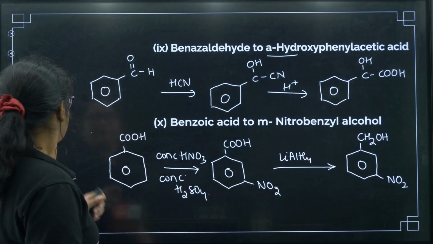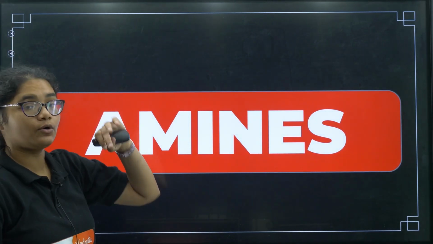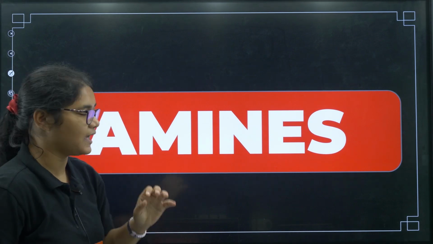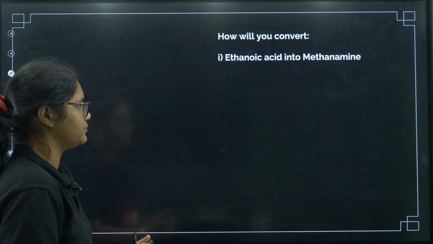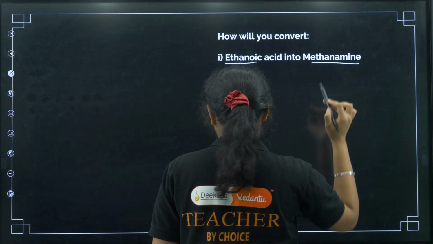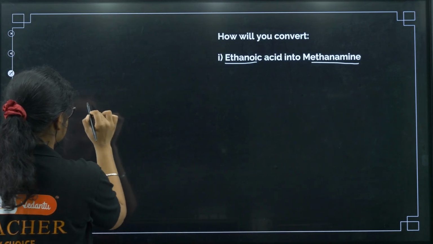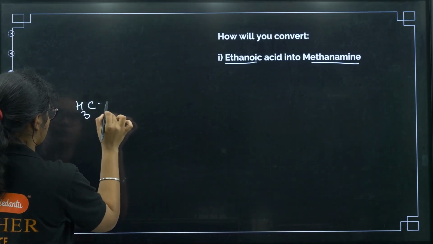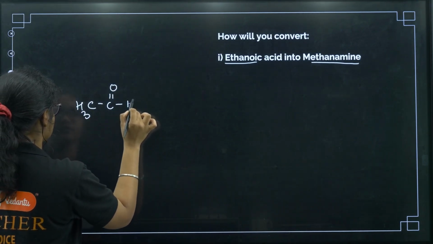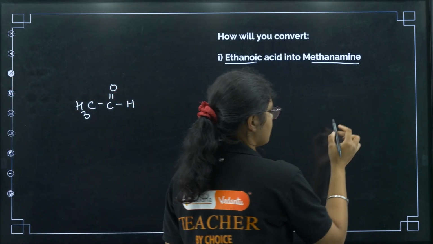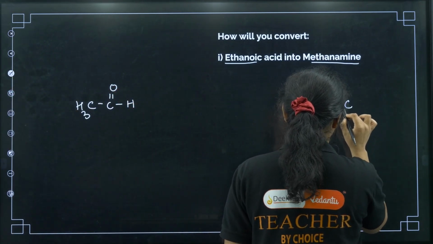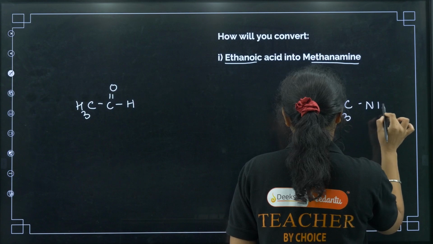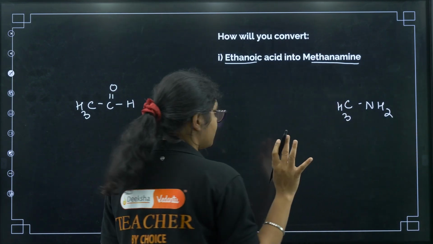Okay, fine, that's all. Now we will go to the next chapter, that is amines, and we'll do the conversion questions from this chapter. Ethanoic acid to methanamine. First see, whenever there is a loss of carbon, or a reduction in the number of carbons, always remember it should be something related to Hofmann bromamide degradation.